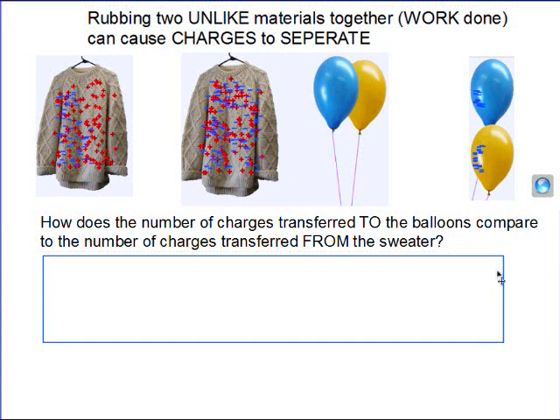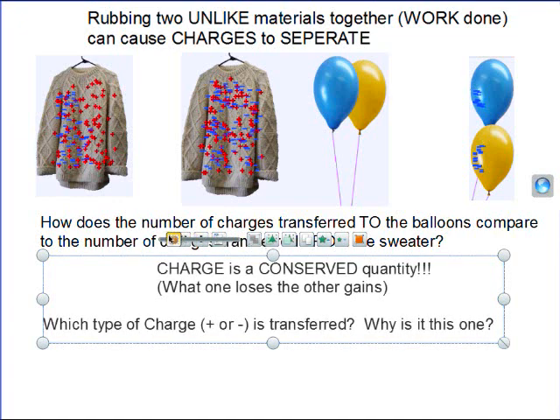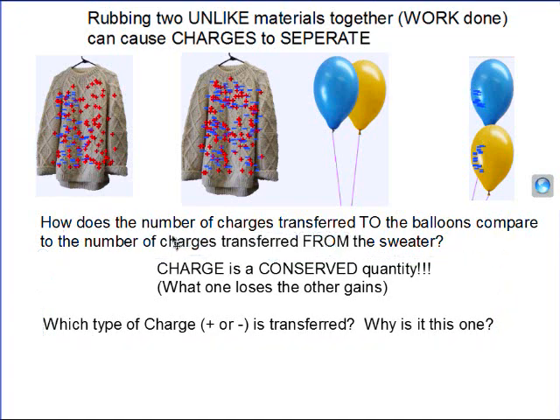Now there's another important idea about charge conservation. The number of charges transferred from the sweater to the balloons is exactly the same. So what one loses, the other gains, and this is a fundamental idea behind charge. Just like mass, charge is a conserved quantity. What one loses, the other one gains. We cannot create or destroy charge. We simply transfer charge from one object to the other.